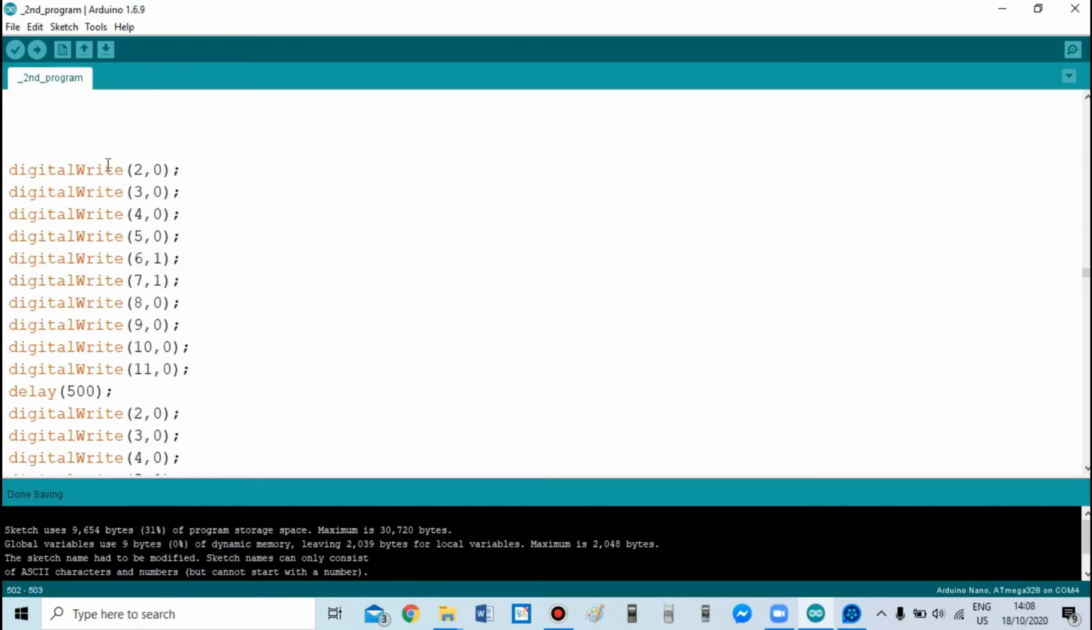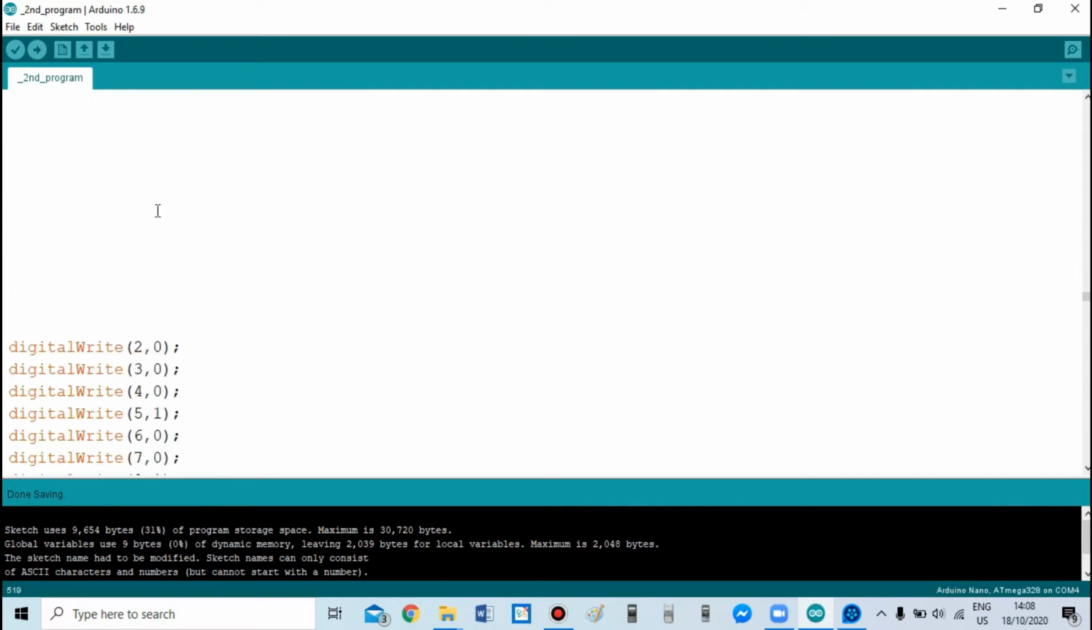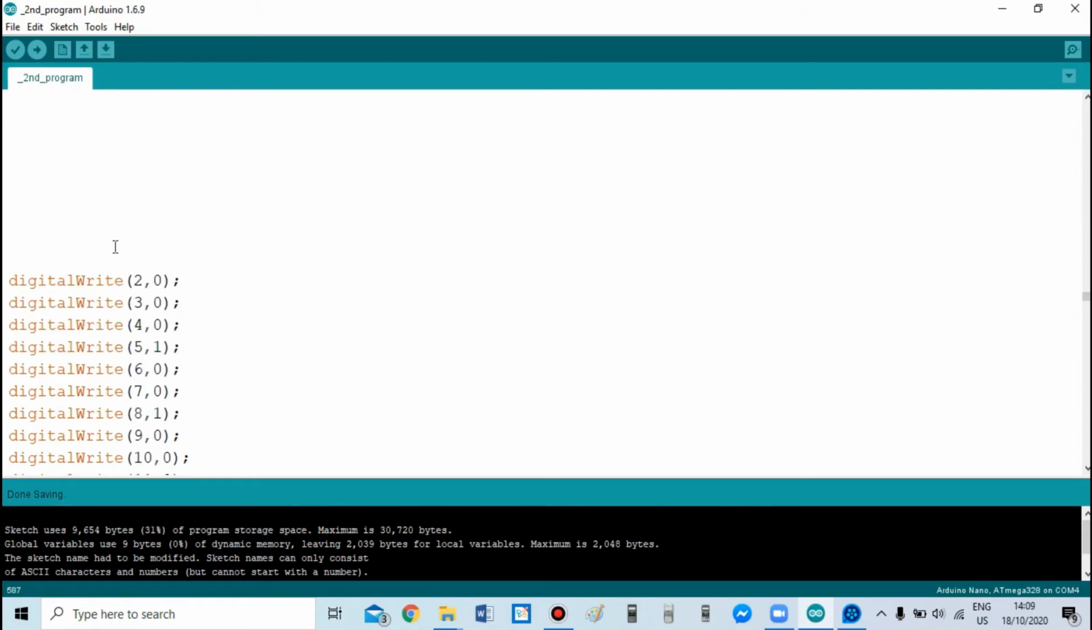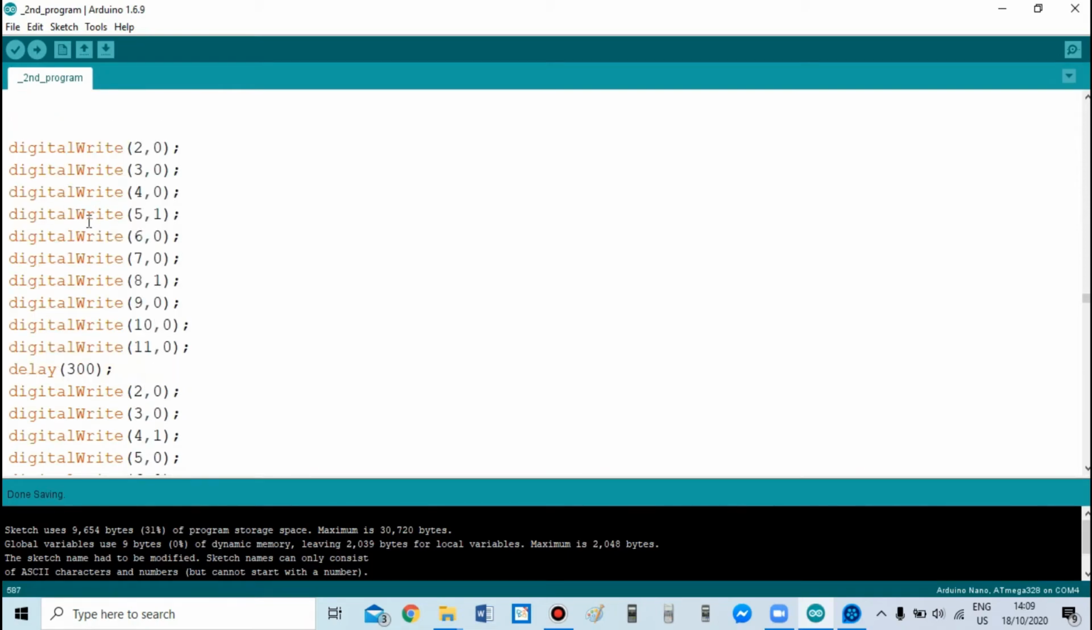The third part starts, with pins 2, 3, 4, 5, 6, and 11. Only the 6 number pin is high, and the 7 number pin is high, and all the other pins get low after 500 millisecond. This process also continues. This is the end of the third part. I'll go to the fourth part of the loop part.